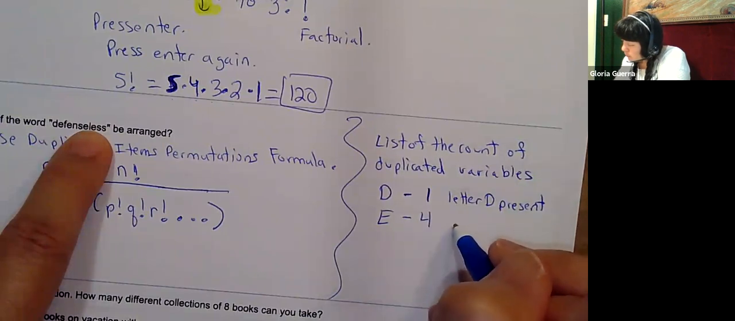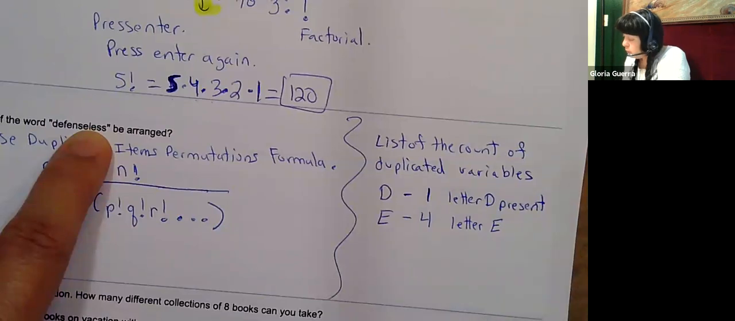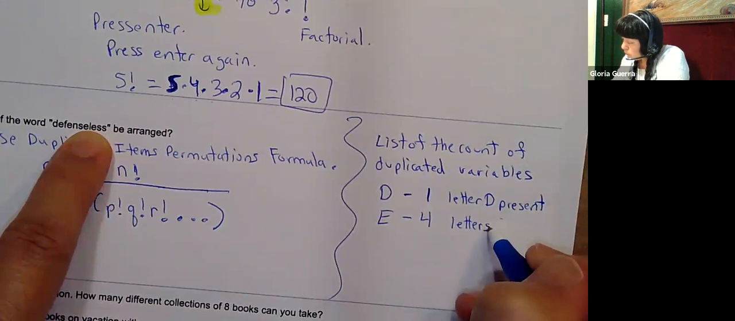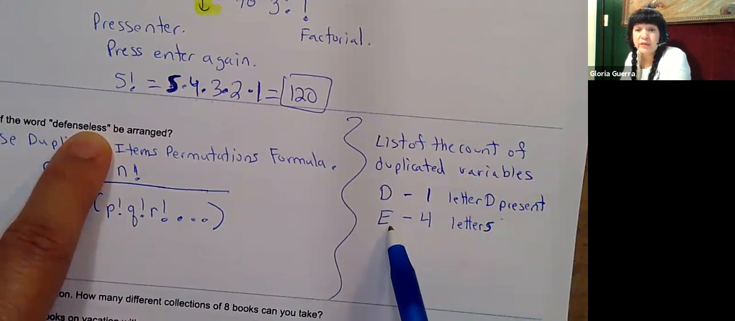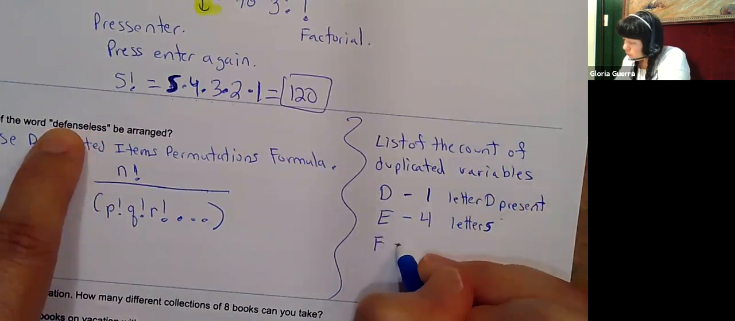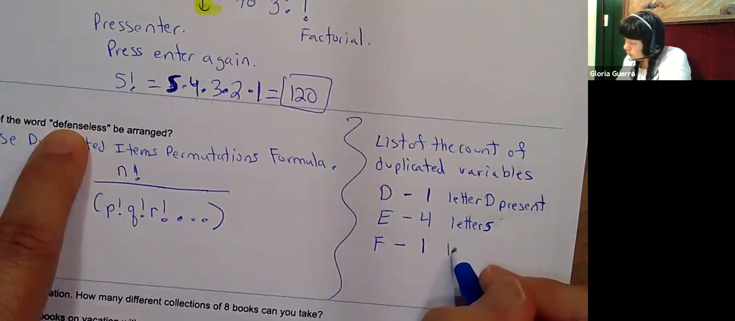So four letter E's, or 4 letters. I'm going to say 4 letters, but 4 letters that are E's. Okay, after E you have F. So you just have one F, one letter F present.